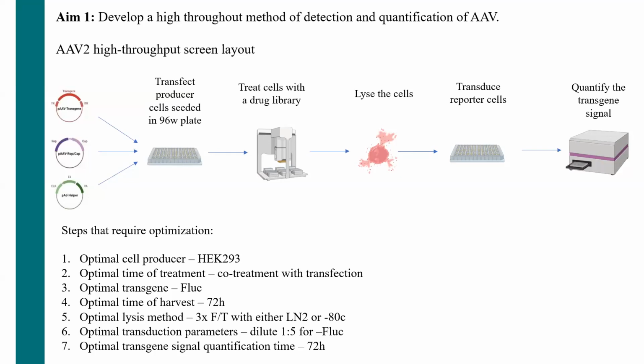The optimal transgene. So we'll look at the transgene that's optimal for the plate variability and percent CV and stuff like that. When's the best time to harvest? What's the best way to harvest? How do we go about the dilution of our crude produced and harvested AAV in the transduction? What's the best reporter cell line, and when do we read our transduction? So all of these things got optimized.